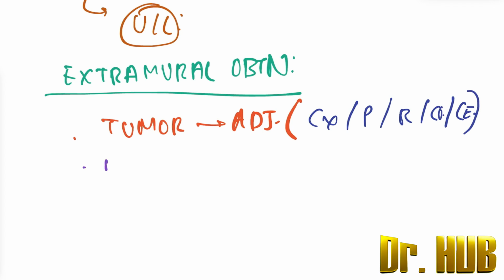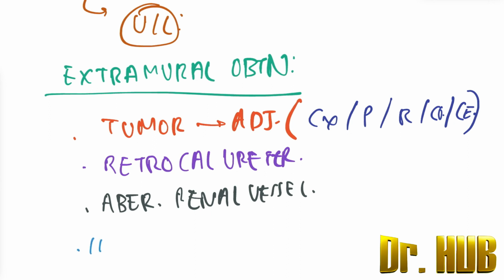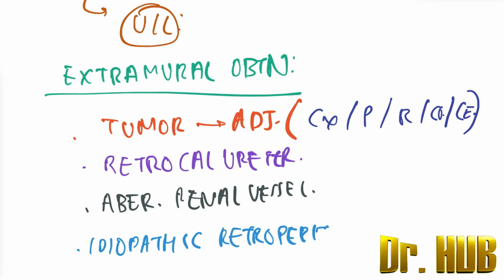And there is also the presence of the retrocaval ureter, and the aberrant renal vessels. And there is also the idiopathic retroperitoneal fibrosis. So this is nothing but Ormond's disease.